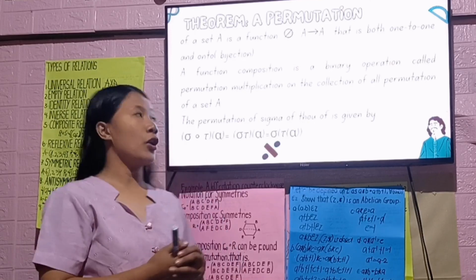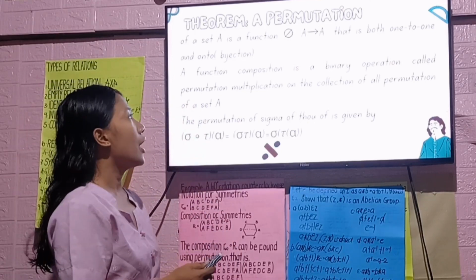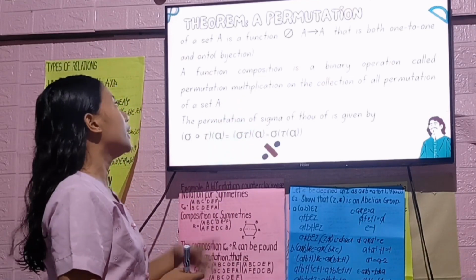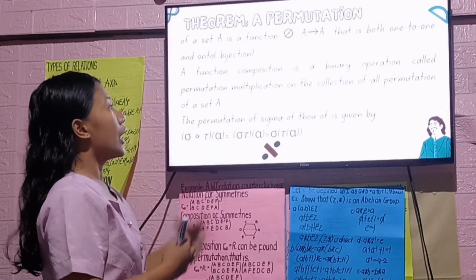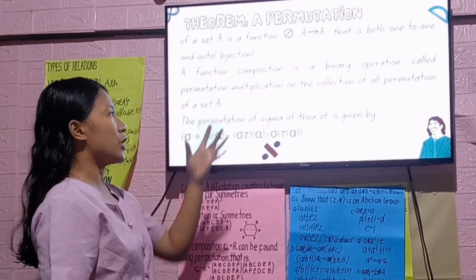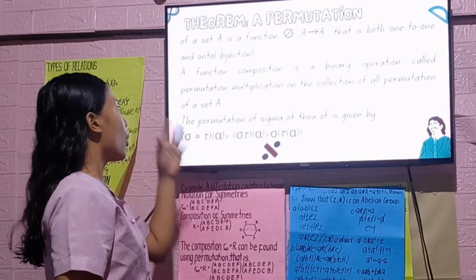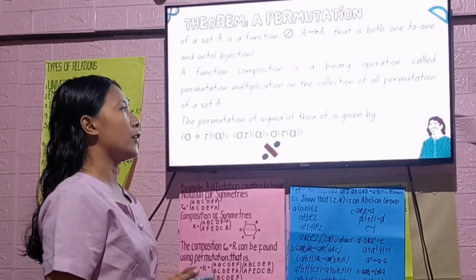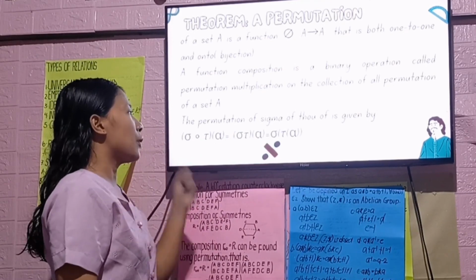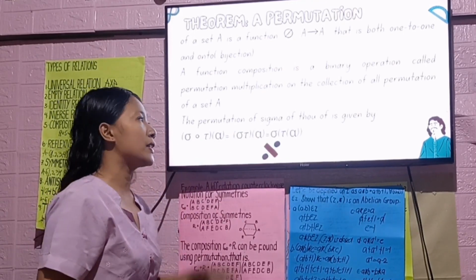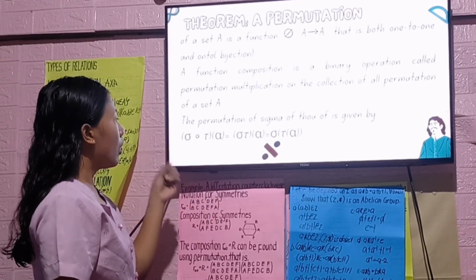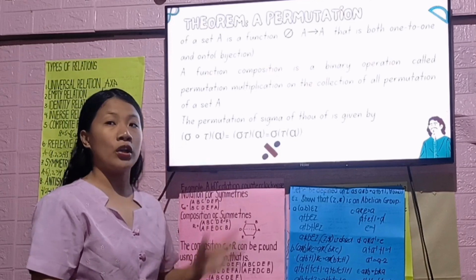Theorem: a permutation of a set A is a function P from A to A that is both one-to-one and onto, that is, a bijection. Function composition is a binary operation called permutation multiplication on the collection of all permutations of a set A. So the permutation sigma of tau is given by sigma of tau of A.